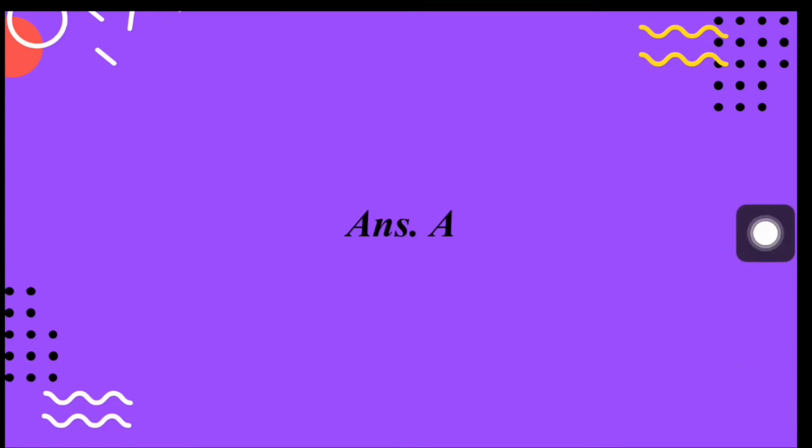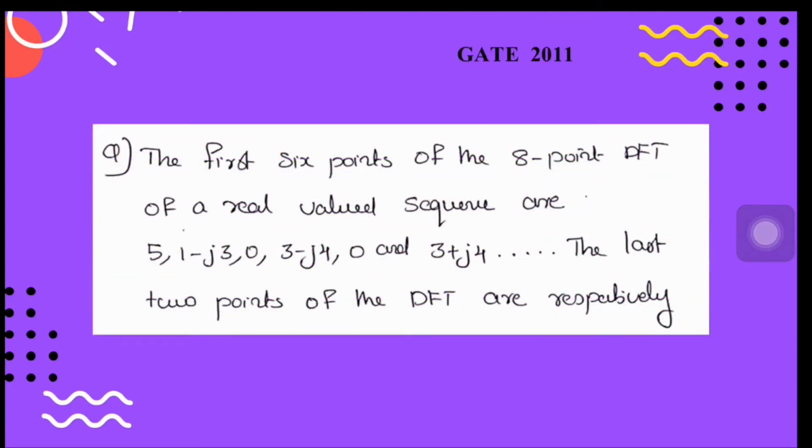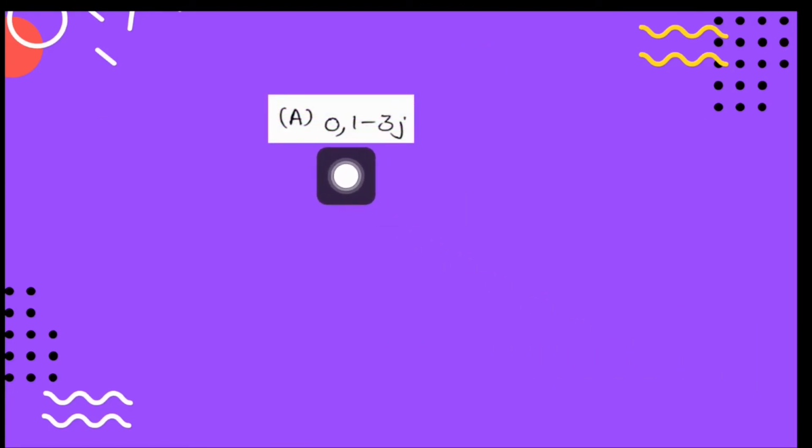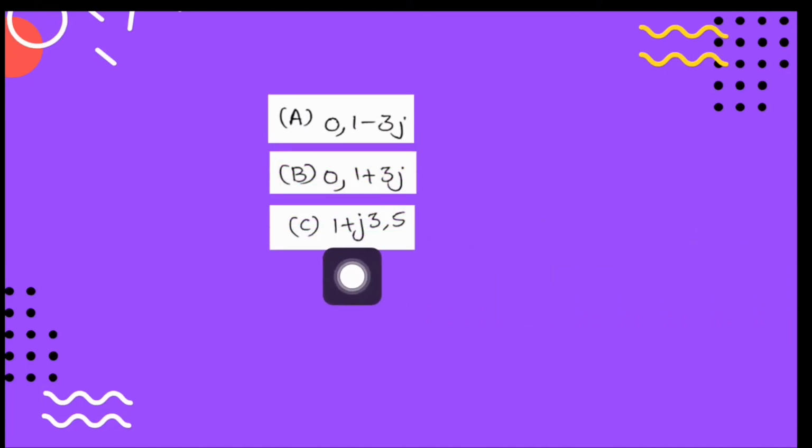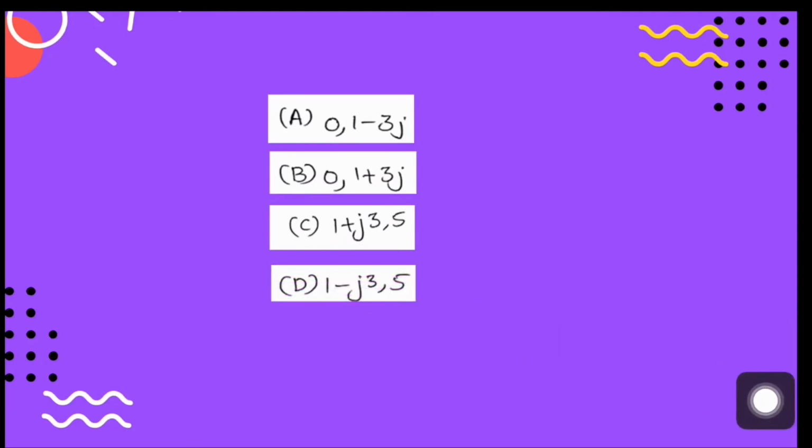Let me now take you to the next question. It's from GATE 2011. The first 6 points of the 8-point DFT of a real valued sequence are 5, 1 minus j3, 0, 3 minus j4, 0 and 3 plus j4. The last 2 points of the DFT are respectively. Four options are given. Option A: 0, 1 minus 3j. Option B: 0, 1 plus 3j. Option C: 1 plus j3, 5. And option D: 1 minus j3, 5.